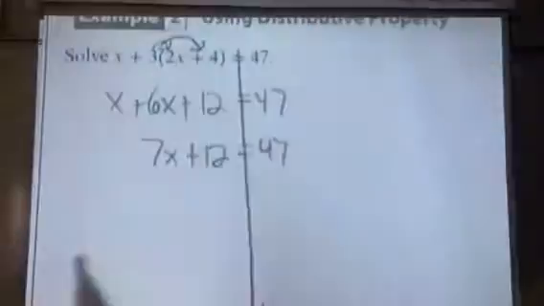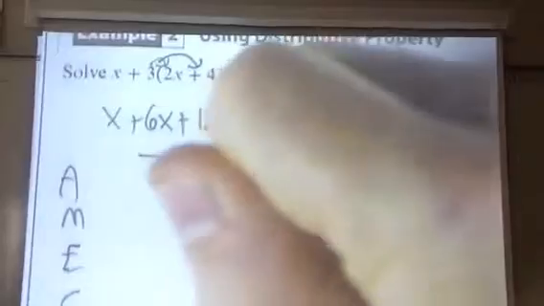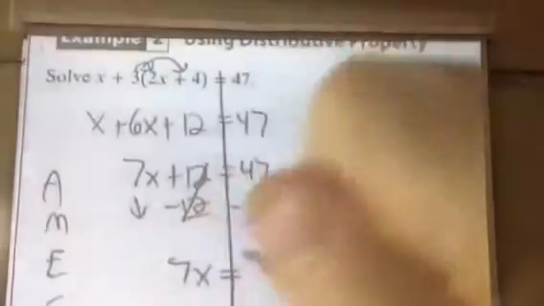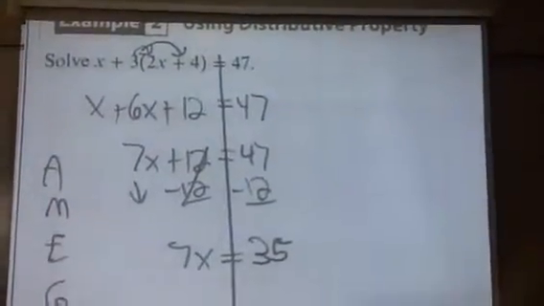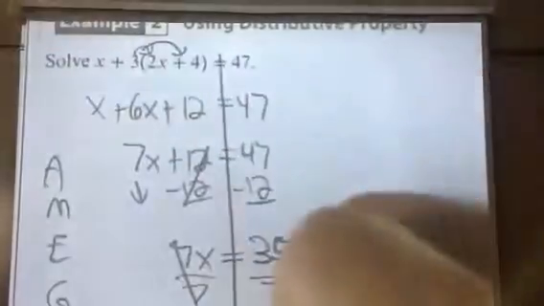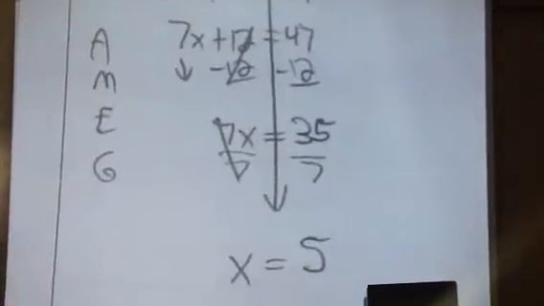I've got multiplication and addition. Again, inverse order of operations. I get rid of addition first using the opposite of addition, which is subtraction. Subtract 12 on both sides. Those cancel. Drop down that 7x. That gives me 7x equals 47 minus 12, which gives me 35. I finish by dividing by 7 on each side. That gives me x equals 5. 35 divided by 7 gives me 5.